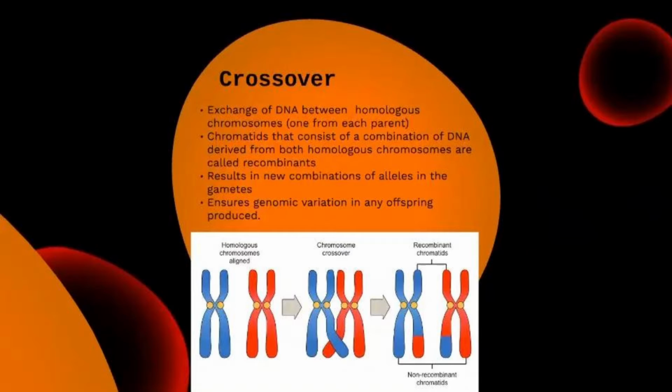They actually get a combination of different alleles, which we're going to talk about later in the modules, but this ensures that the offspring and the cells that are produced through meiosis have very different genetic makeup to the parental cells. What we call these new chromosomes that are produced are recombinant chromatids.